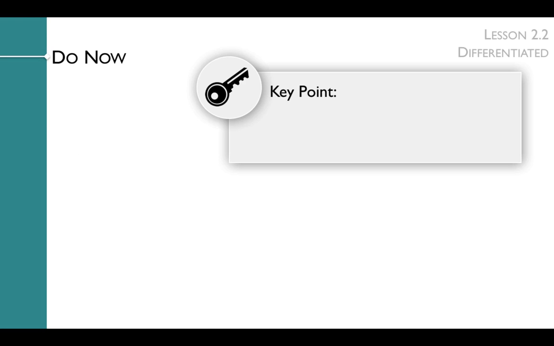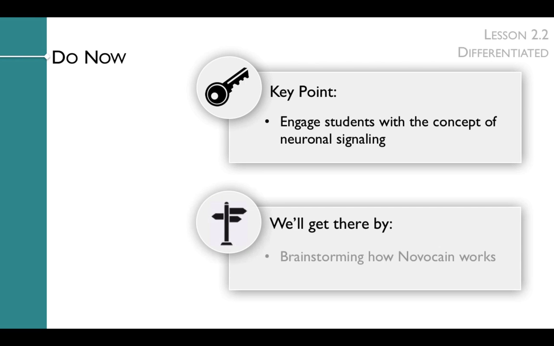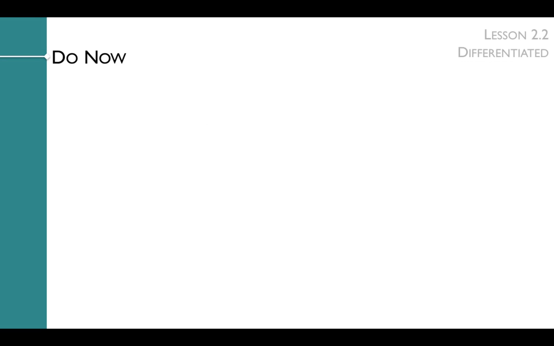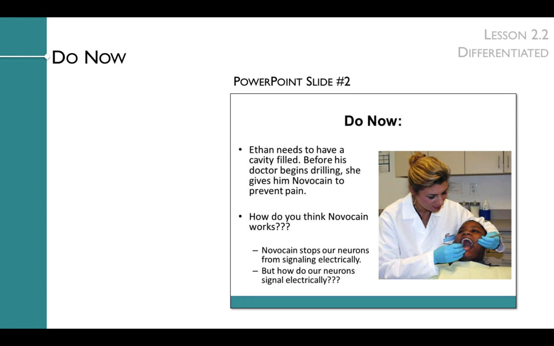The key point of the lesson's do-now is to engage students with the concept of neuronal signaling. We'll get there by brainstorming how Novocaine works. After allowing students time to brainstorm and share their ideas, you'll animate slide 2 to show students that Novocaine stops our neurons from signaling electrically, which will lead directly into our discussion.